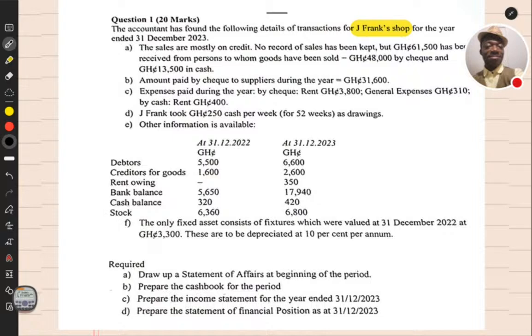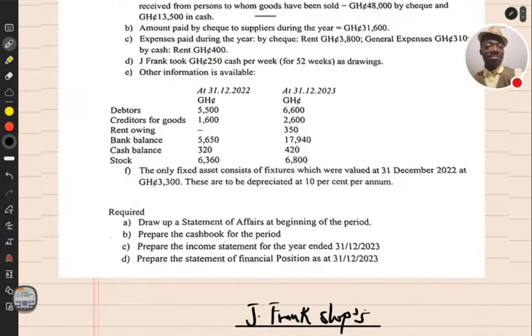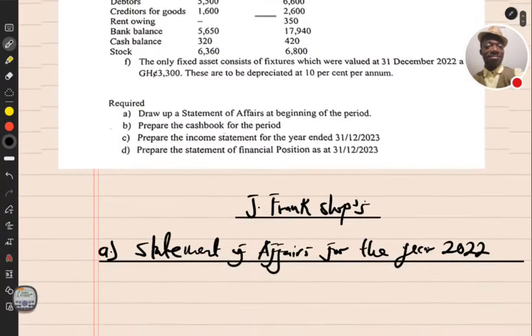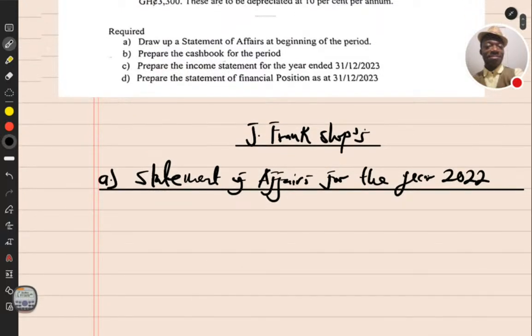F. The fixed assets consist of fixtures which were valued as at 31st December 2022 at 3,300. And it says that these are to be depreciated at 10% per annum. So that means we're going to prepare the statement of affairs by taking into account the opening balances as at 31st December 2022. Let's take note of that. We'll start by taking into account all the asset items, beginning with the non-current assets that we're supposed to have.